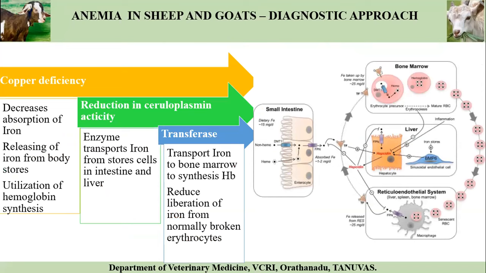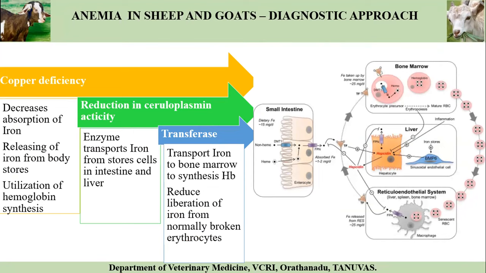It inhibits the releasing of iron from the body stores, and it also affects the utilization of iron for hemoglobin synthesis. Then there is a reduction in copper-containing metalloenzymes like ceruloplasmin activity. This enzyme transports the iron from stored cells to the intestine and liver. With any deficiency, it may not happen.